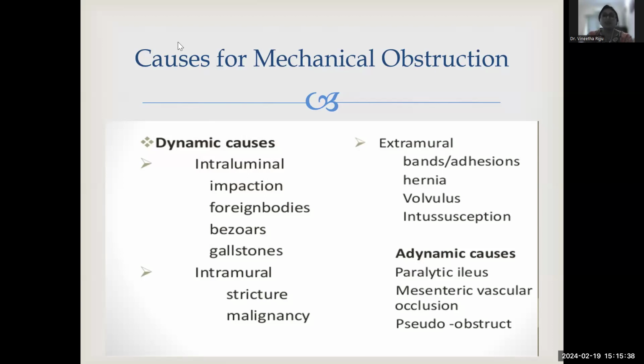So, like I was saying, we were talking about what are the signs or symptoms or the complaints that the patient is going to tell you when the patient has mechanical obstruction. When the patient has intestinal obstruction.